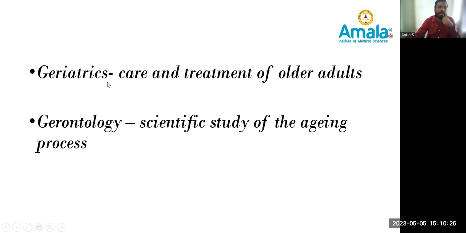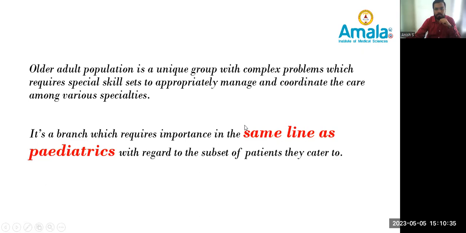For starters, geriatrics is the care and treatment of older adults, and gerontology is a scientific study of the aging process. So the older adult population is a unique group with complex problems which require special skill sets to appropriately manage and coordinate the care among various specialties.